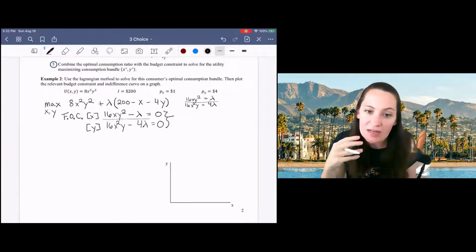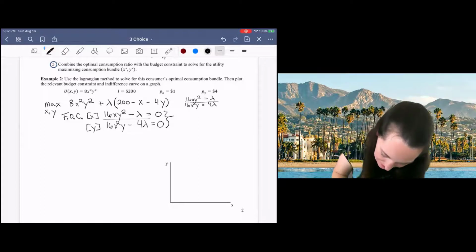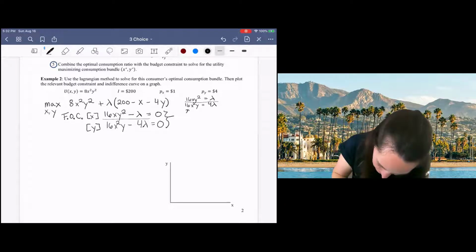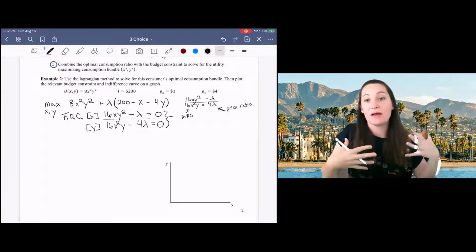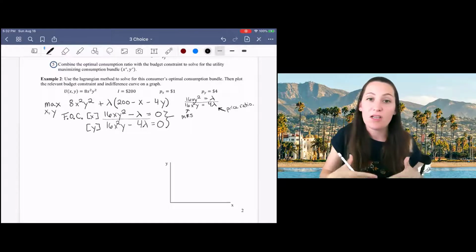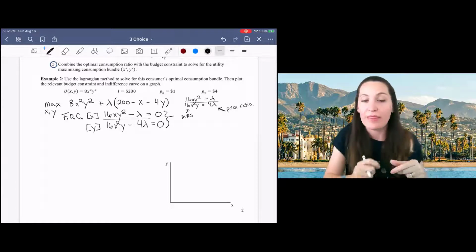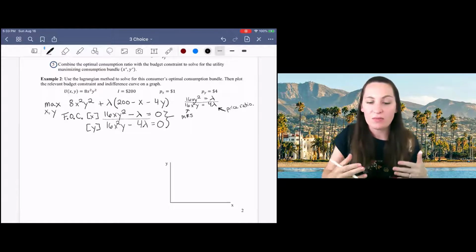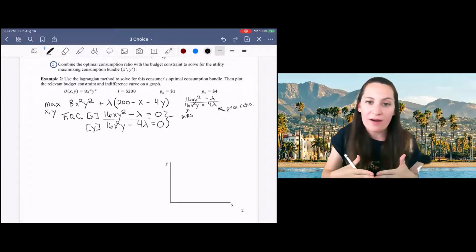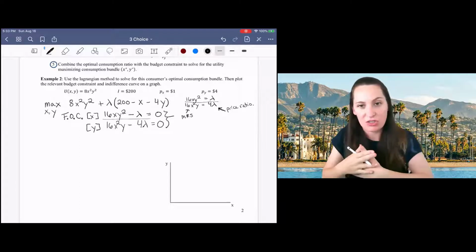And what you'll notice is that really what this is here is my marginal rate of substitution. And then on this side, I have my price ratio. Because the marginal rate of substitution is the slope of the indifference curve, and the price ratio is the slope of the budget constraint. So this will tell me where my indifference curve is tangent to my budget constraint.